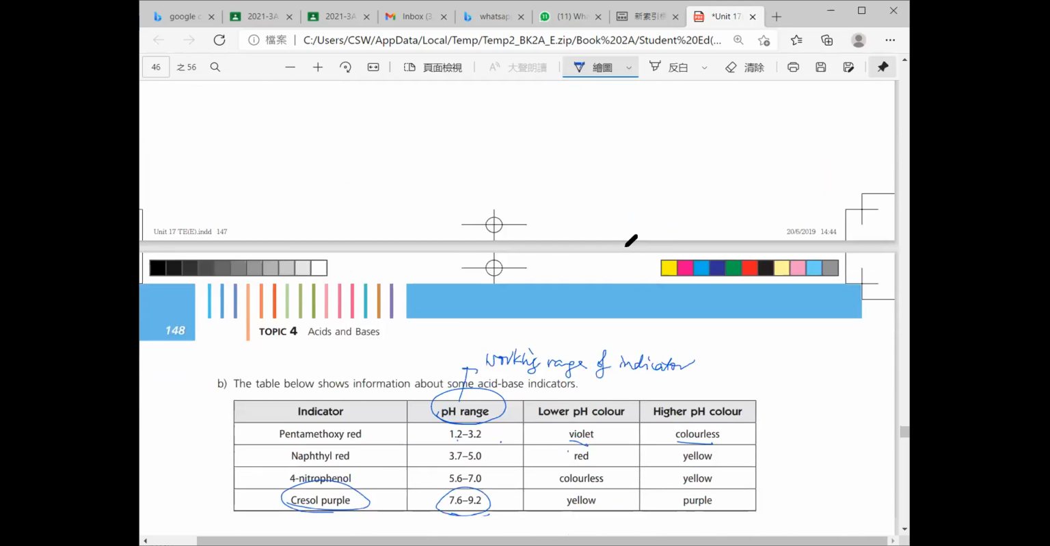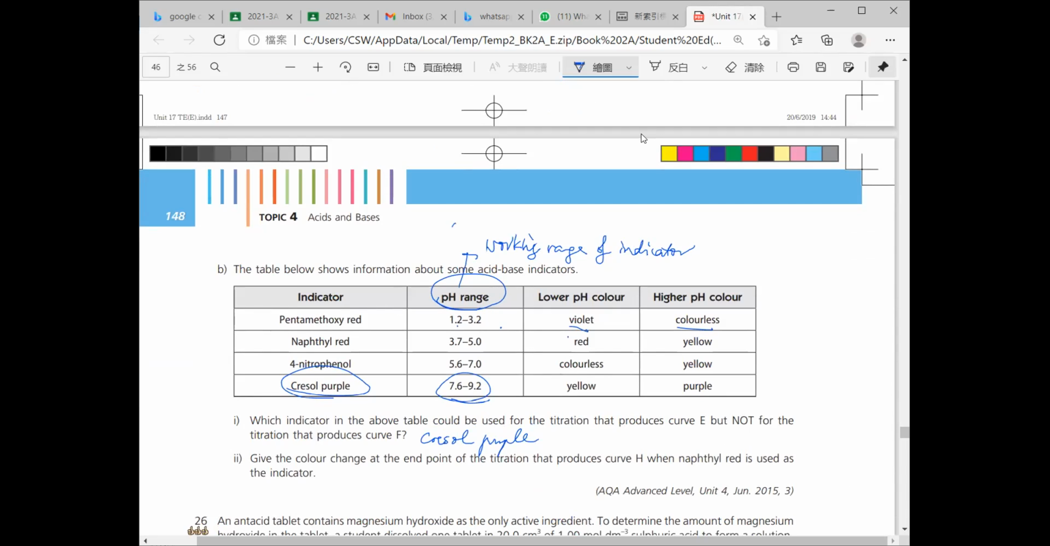So you are going to check if the working range of the indicator falls within the vertical part of the pH titration curve. Okay.